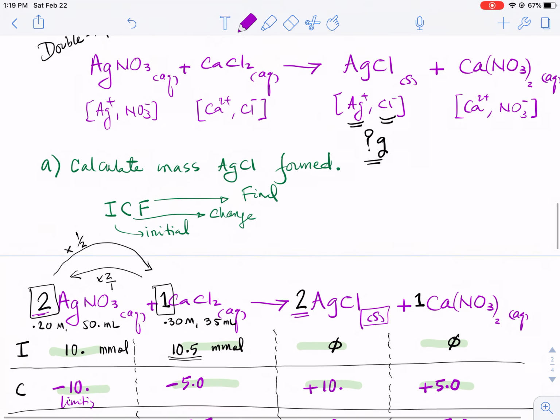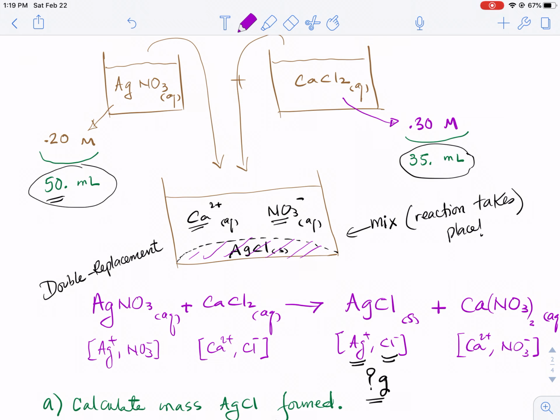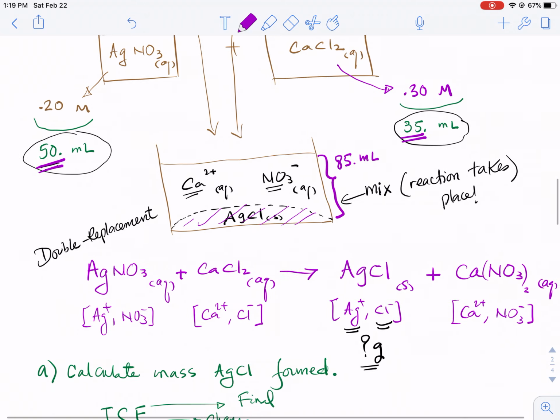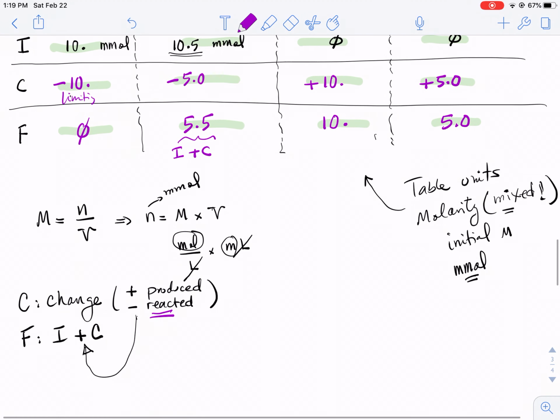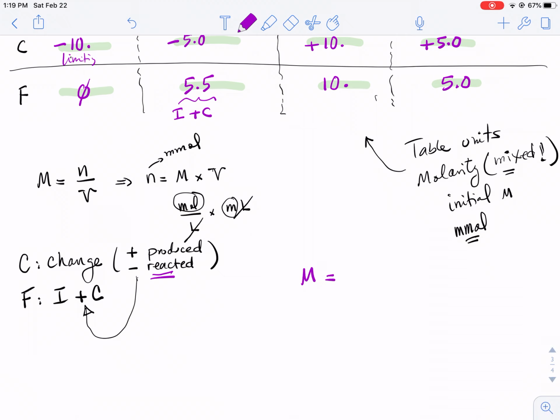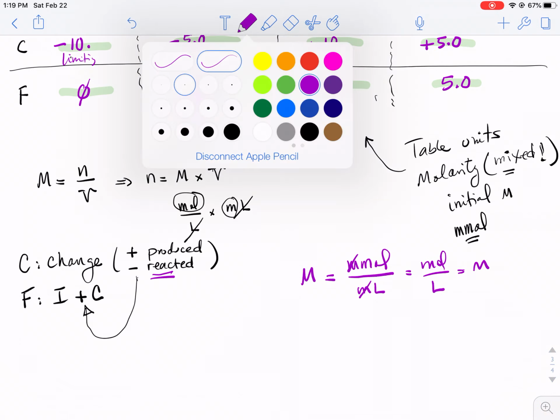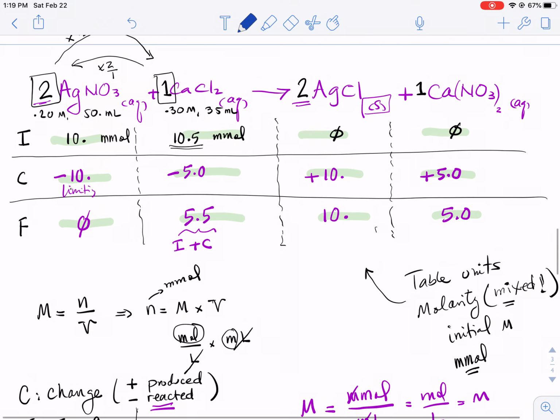And remember, you have a total volume. Let's go back up to the picture. You have 85 milliliters. So this whole volume is 85 milliliters because you're mixing 35 milliliters of calcium chloride with 50 milliliters of silver nitrate. So I have my moles, I have my volume, and you can get molarity. Remember, molarity is moles per liter, or very conveniently, millimoles per milliliter, because we have our milliliters of total, and dividing millimoles by milliliter, you get moles per liter. The millis cancel, which is the same thing as molarity. So that's why millimoles are very convenient. So I found the millimoles of silver chloride.